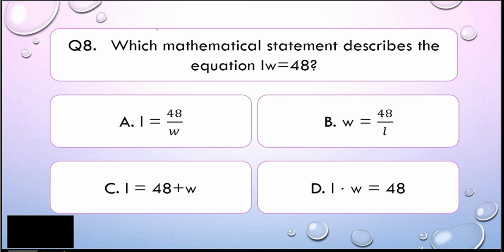Question number 8. Which mathematical statement describes the equation LW is equal to 48? Is it A, L is equal to 48 divided by W? B, W is equal to 48 divided by L? Or C, L is equal to 48 plus W? Or D, L times W is equal to 48? I'll give you 5 seconds to think about your answer.